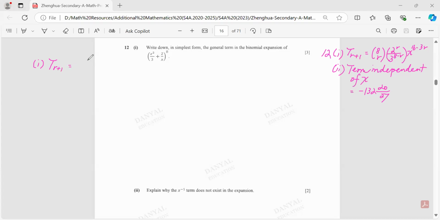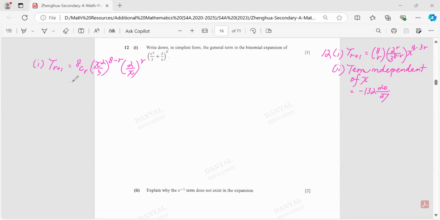So the power is 8, so 8 C r. Then the first term in the bracket is x squared over 3, raised to the power of 8 minus r. Then the second term is 2 over x, raised to the power of r.